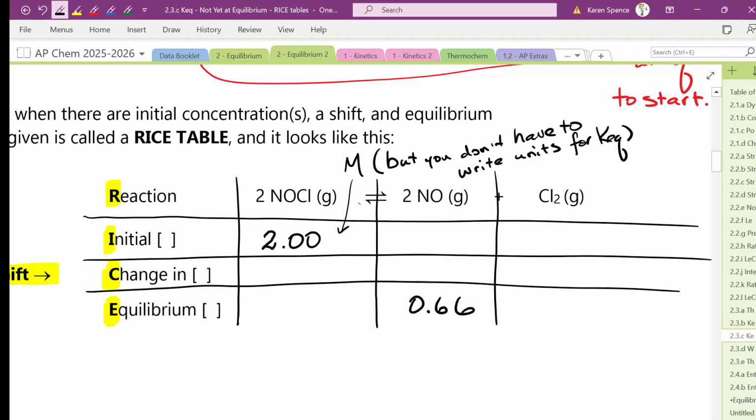We actually know 2 other values in this table. Yeah, these 2 guys have to be 0 because what did we put into the flask? We put NOCl into the flask. It doesn't say we put in any NO. It didn't say we put in any Cl2. And so that means that if they don't mention it, putting something in, then it is at 0. And by having that 0, that allows us to find one of the changes.